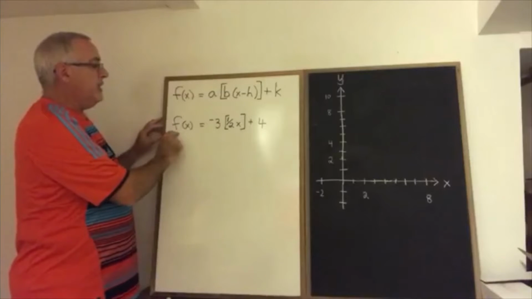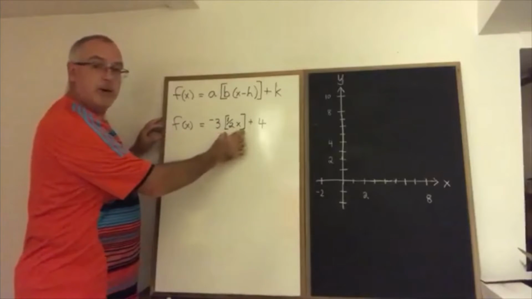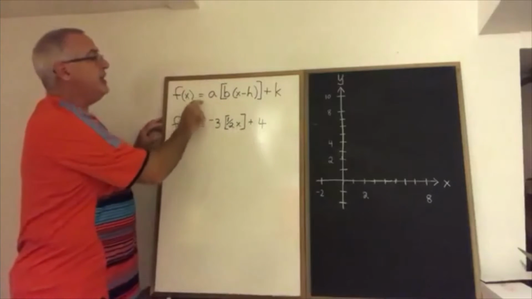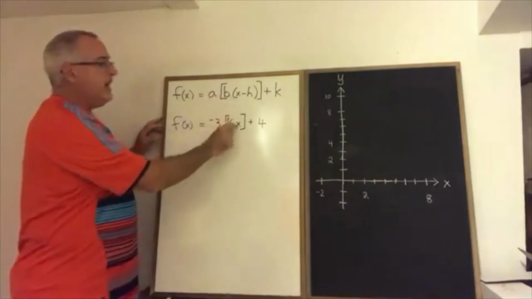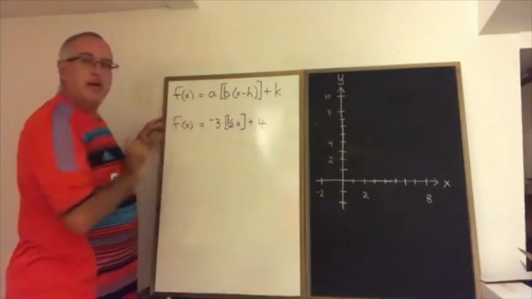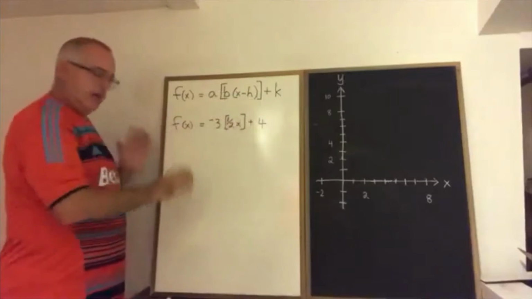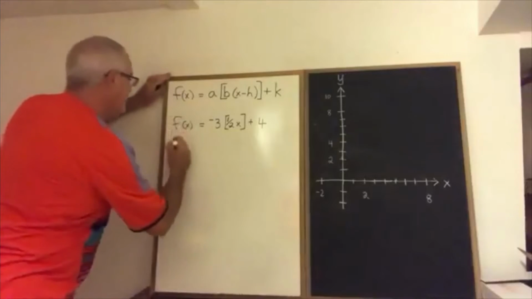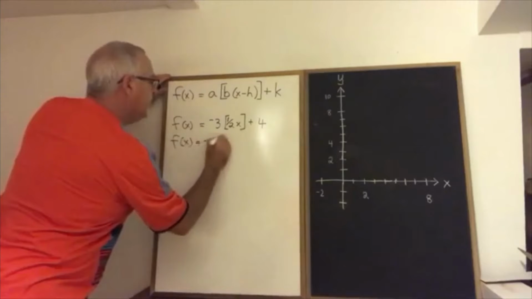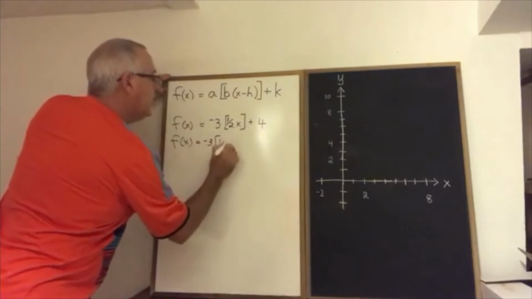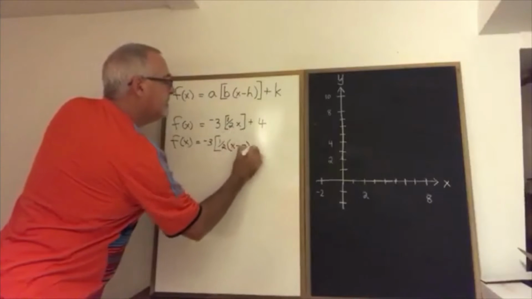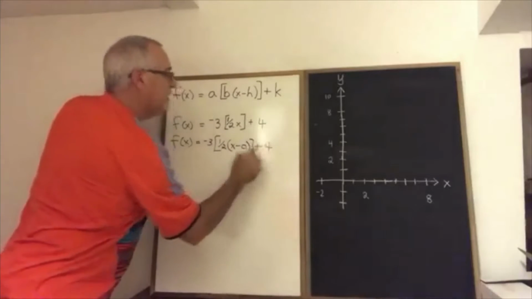Here we have the function f of x equals -3 square brackets with 1/2 x plus 4. It is a step function, it is in this form, but the h isn't showing. A is -3, b is 1/2, k is 4, I can see that easily. I'm going to rewrite this so that we can more easily see what our h is. We get f of x equals -3 square bracket, and then I replace this x with a bracket, x minus 0. And now we can see that our h is 0.